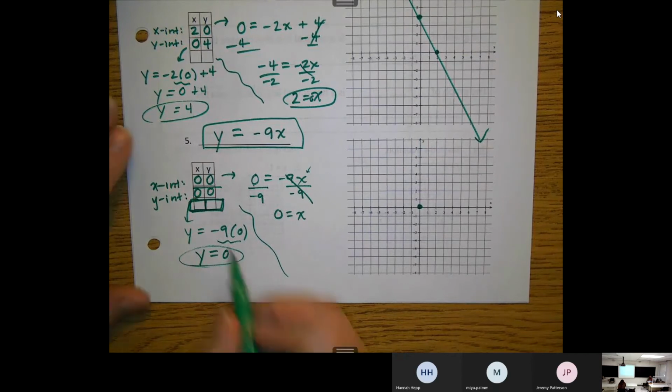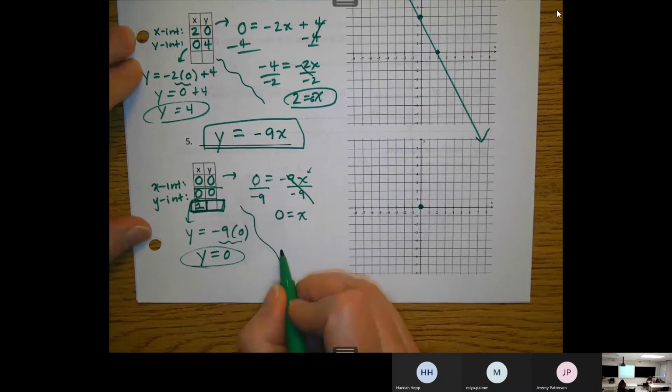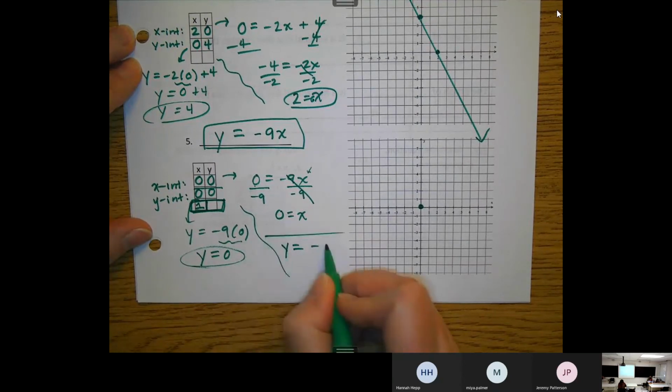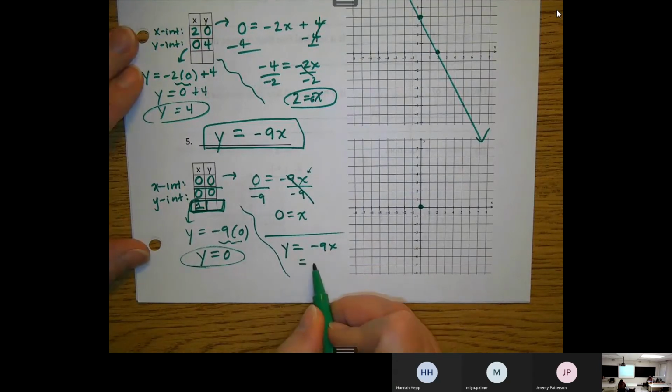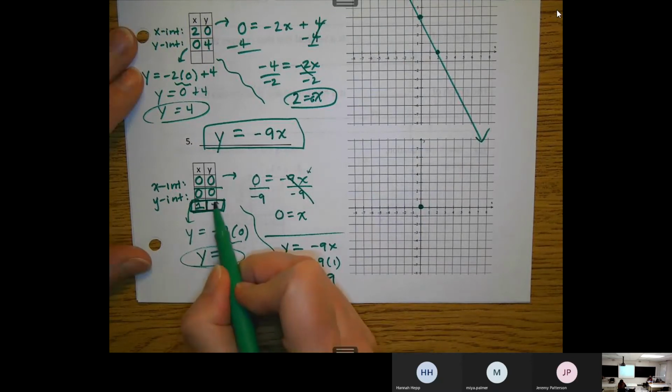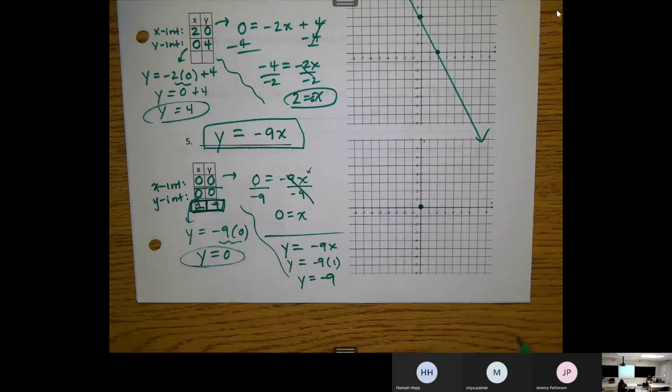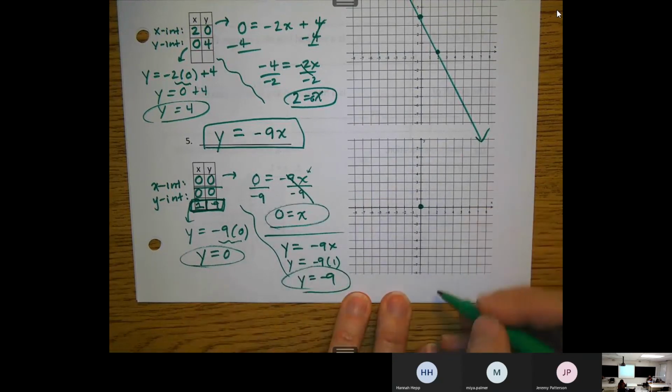Plug in some other number, maybe a 1. See what you get when you plug that in. Like if it's y equals negative 9x. Remember the other day we said you could plug in any number you wanted and then see what you get to find what ordered pair would be on the line. Looks like this line also goes through the ordered pair 1, negative 9, so way down here.